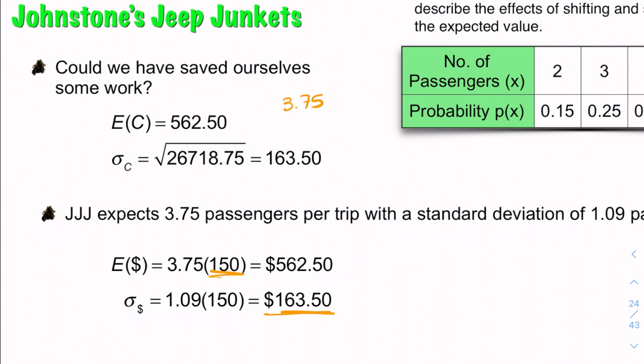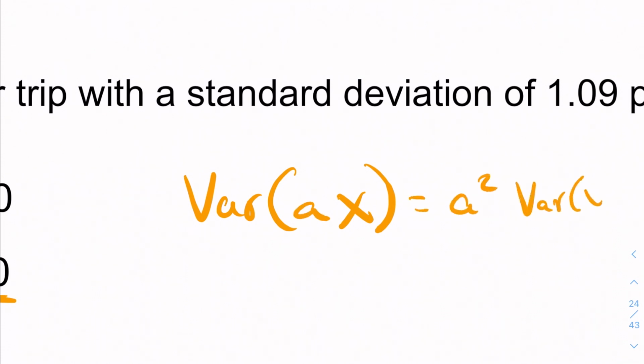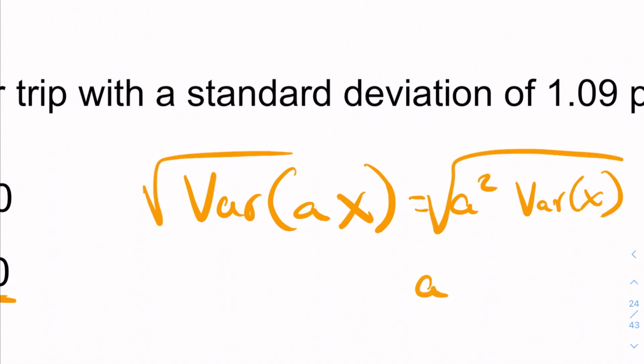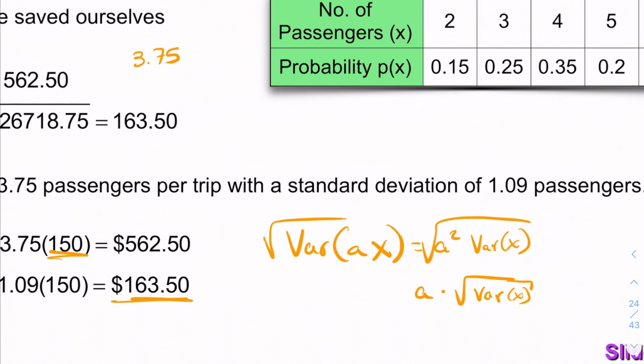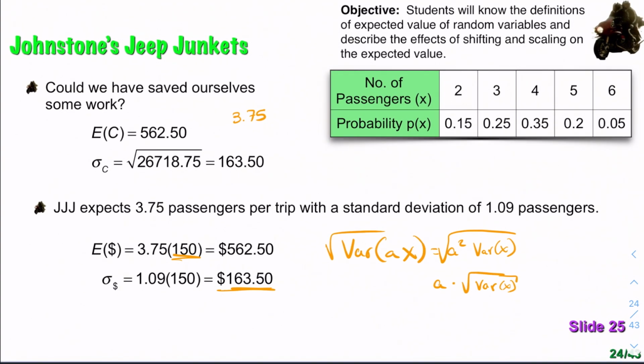Now note, we did say the variance of a constant times x is equal to that constant squared times the variance of x. And then what we are doing is taking the square root, which would give me a times the square root of the variance. Which is why I can just multiply 1.09 times 150 and get $163.45.